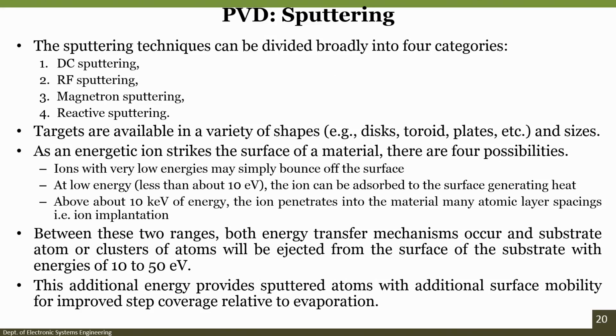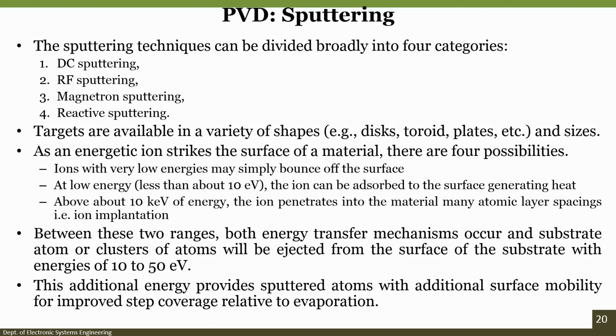As the energetic ion strikes the surface of a material, there are 4 possibilities. One is ions with very low energy may simply bounce off the surface, right. If not energy, it will just bounce off. At low energy, the ion can be absorbed on the surface, generating heat.